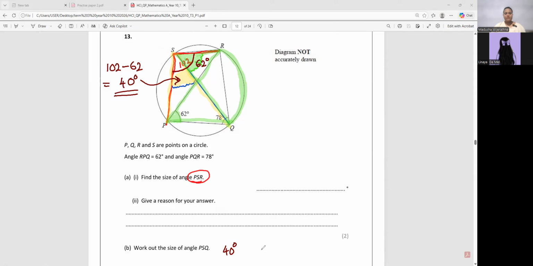So first, these two are equal. The reason is angles in the same segment. Therefore, we subtract it like this and obtain the answer as 40.